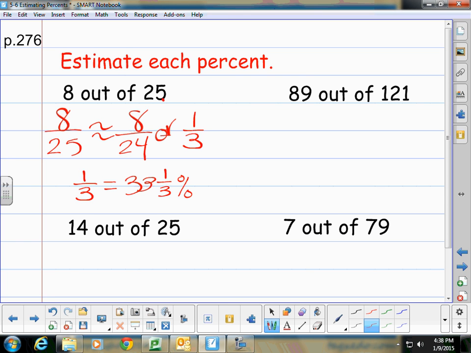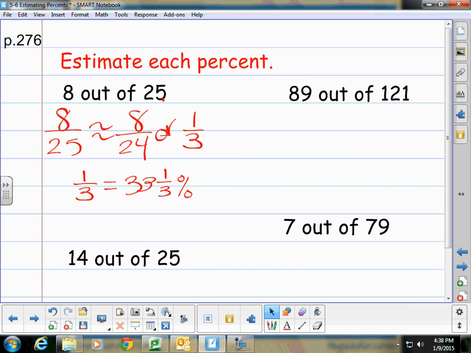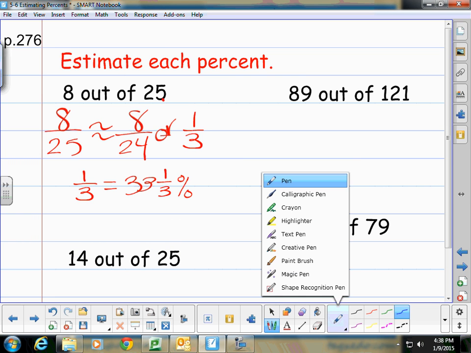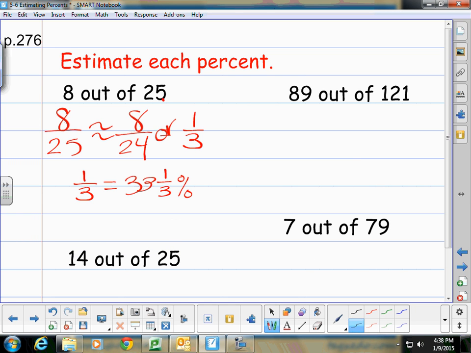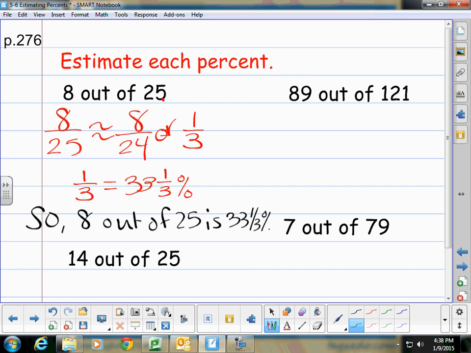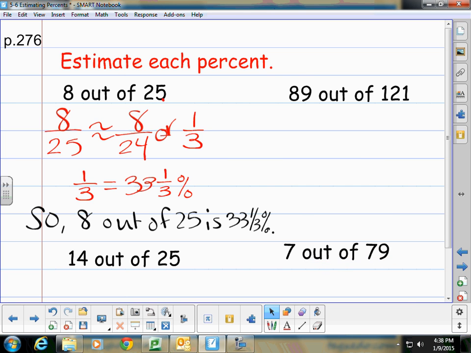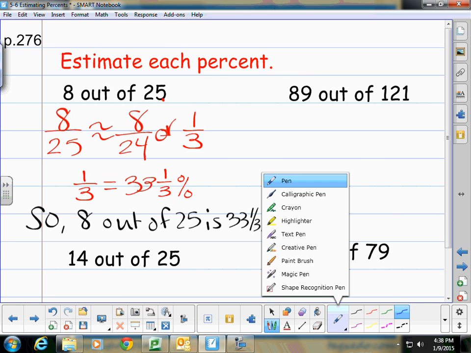So what this means is, and if I wrote a whole sentence out here, and I should be better about doing that. I like my calligraphy pen today. So 8 out of 25 is 33 and 1/3%. That's what that means. Not bad, not bad at all. Just knowing numbers that you can divide.